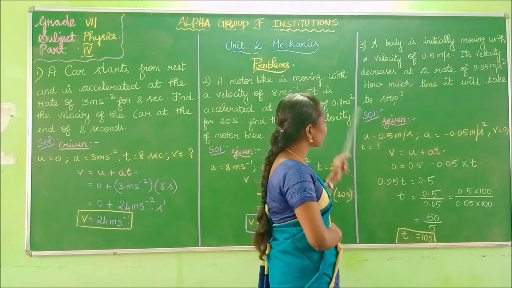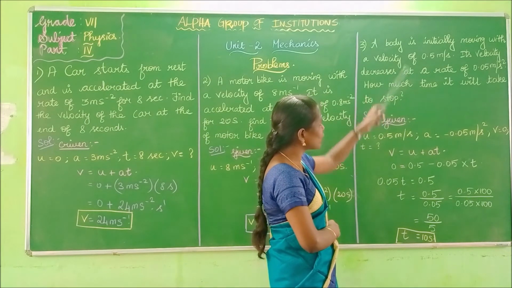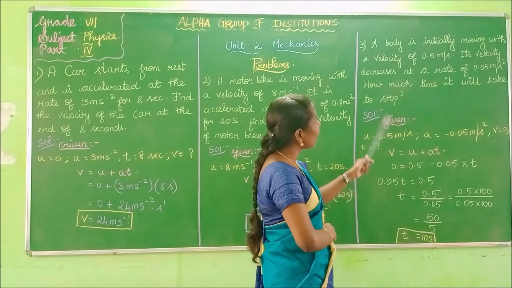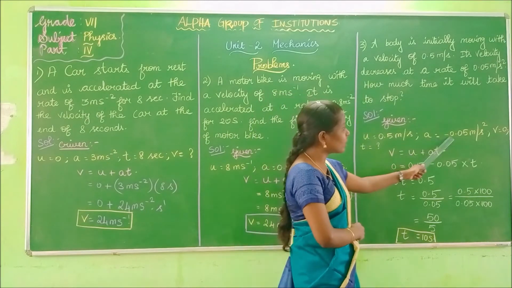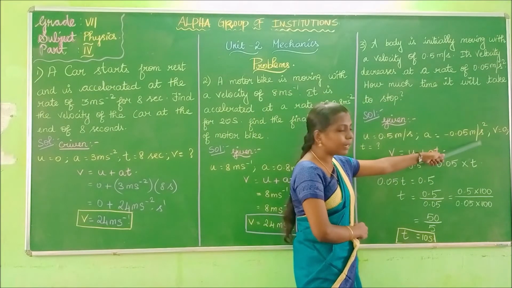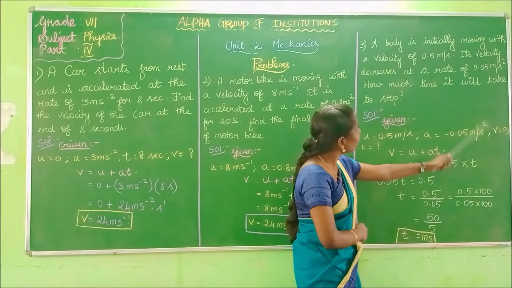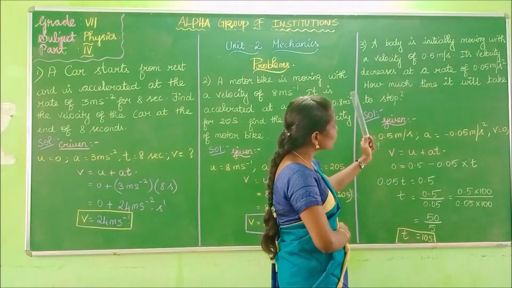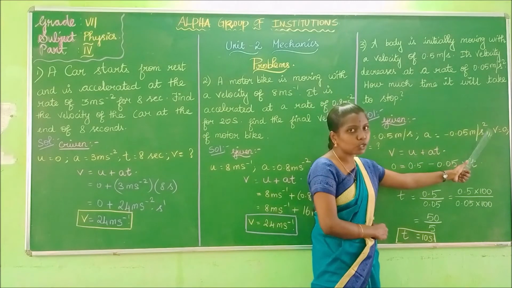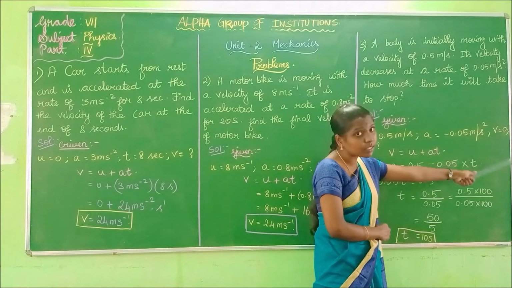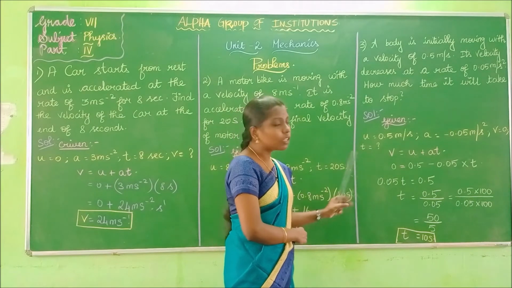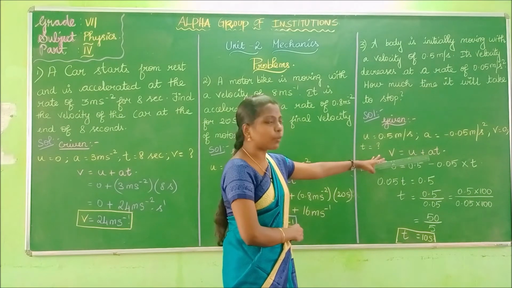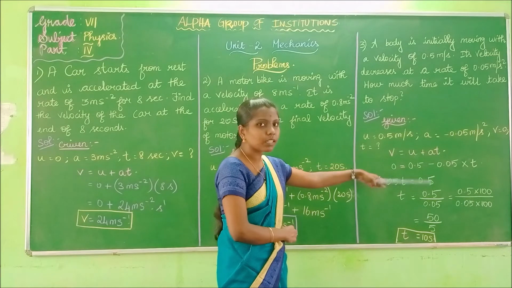They have given the value for initial velocity, 0.5 m/s, and its velocity decreases, in the sense that acceleration is minus 0.05 m/s², and we need to find how much time it will take to stop. The final velocity value is not given here, so the final velocity is 0. They are asking us to calculate the time. What is the formula for final velocity? v is equal to u plus at.